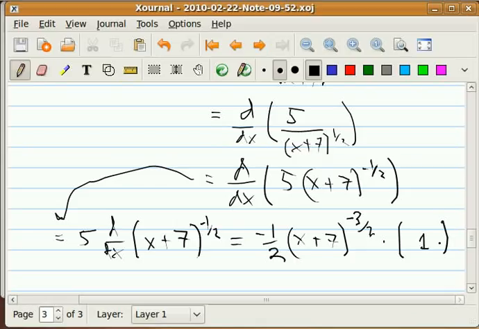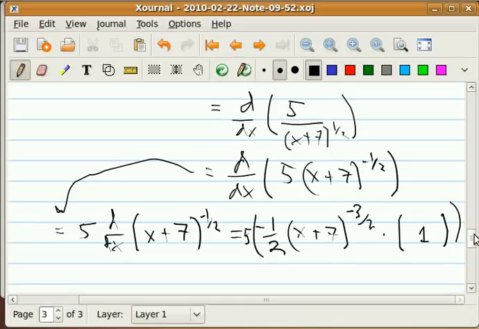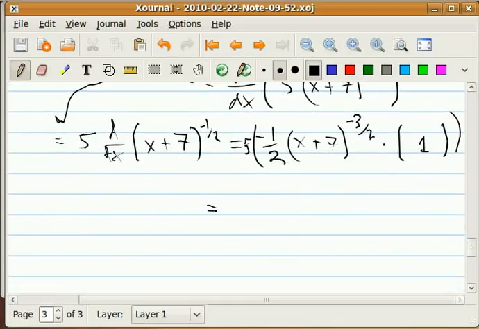Whoops, and I forgot one thing. There's this 5 I also need to be multiplying here. So I'll tuck that in here. So what do I got? Well, I have the 5 times the derivative that I had to compute using the generalized power rule. Here's what I've got. I can simplify it now. If I bring together all these constants, I'm just going to get negative 5/2 times x plus 7 to the power negative 3/2, which you can probably write that way.